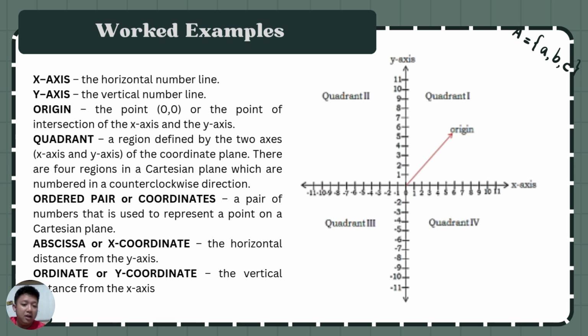Next is the abscissa or the x-coordinate, the horizontal distance from the y-axis. And the ordinate or y-coordinate, the vertical distance from the x-axis.